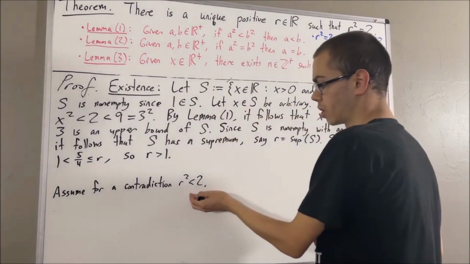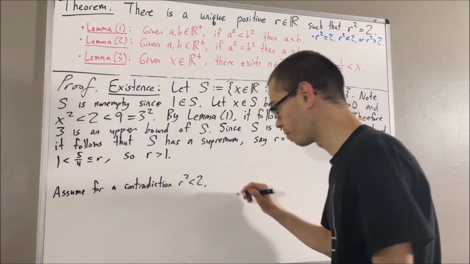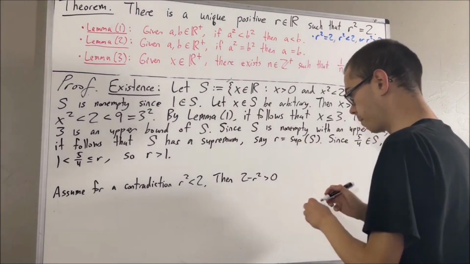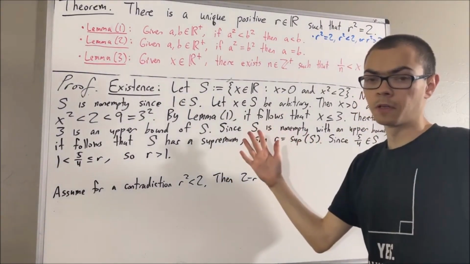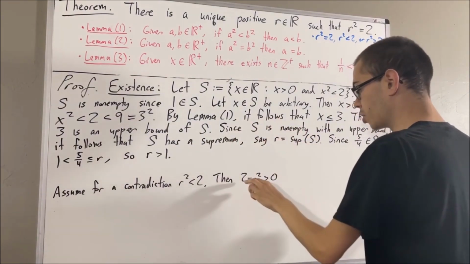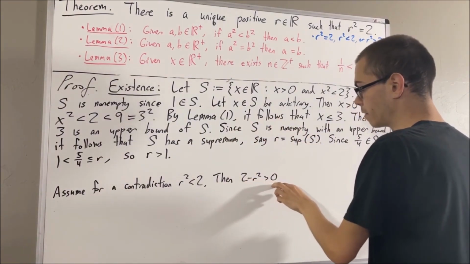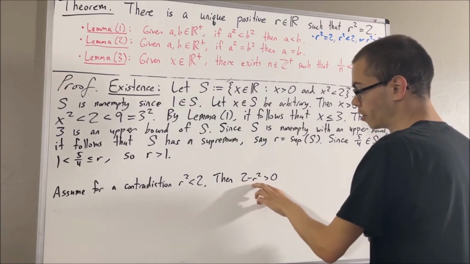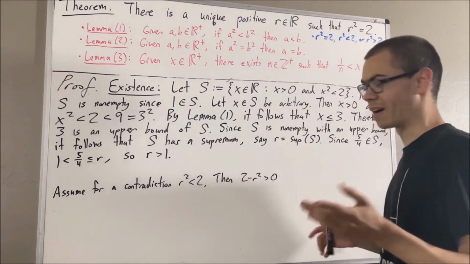Then, 2 minus r squared is greater than 0. Now, since r is positive, of course 2r plus 1 is positive. So because 2 minus r squared is positive, it follows that (2 minus r squared) over (2r plus 1) is positive.